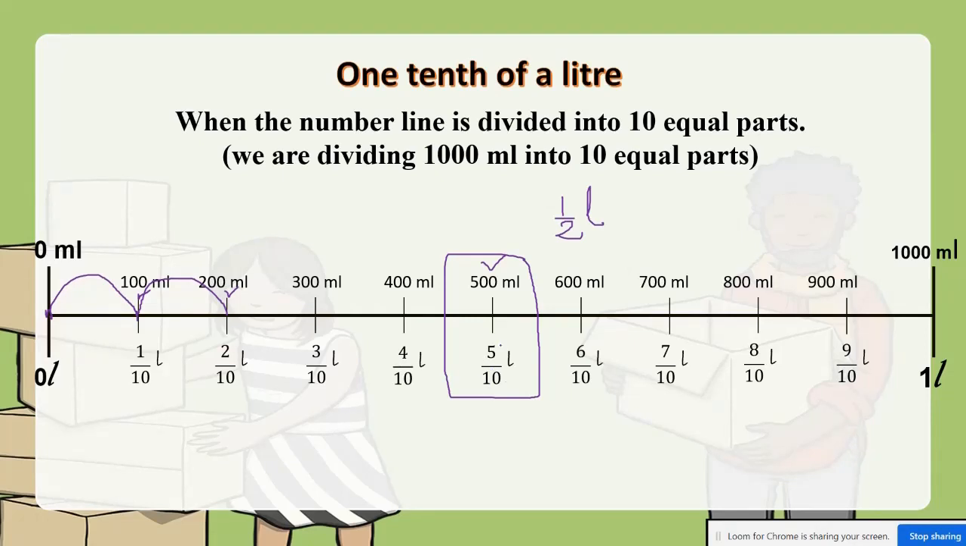And can we simplify this fraction? 5 upon 10 liters is nothing but half a liter. How do I get that? If I divide the numerator and denominator by 5, I will get half as my answer. So either you write it as 5 upon 10 liters or you write it as half liter. It means the same.